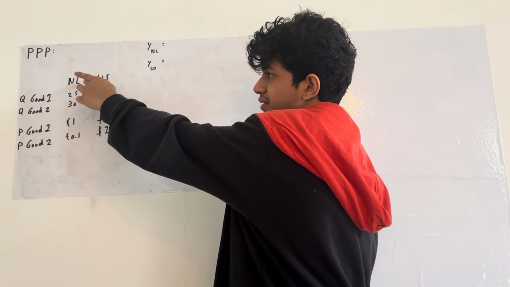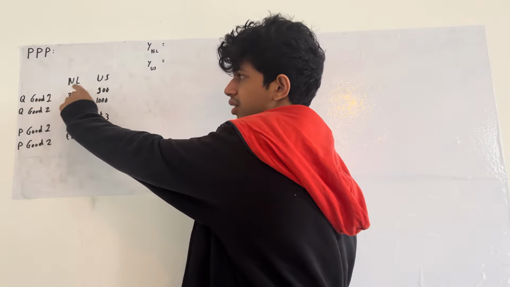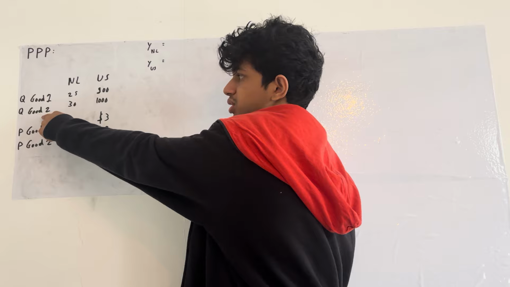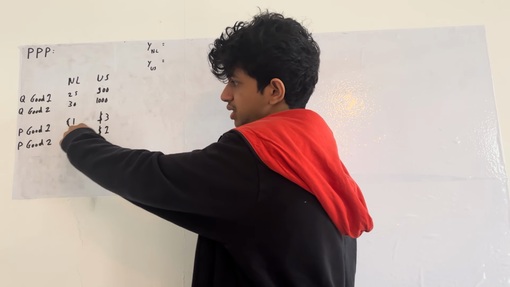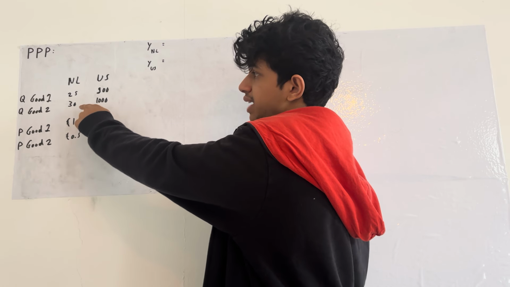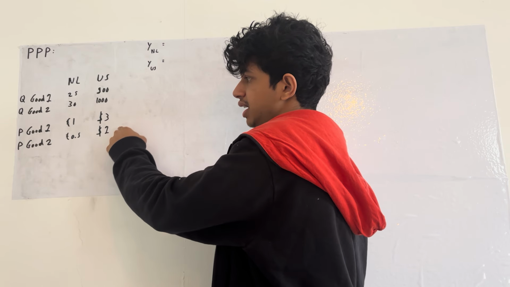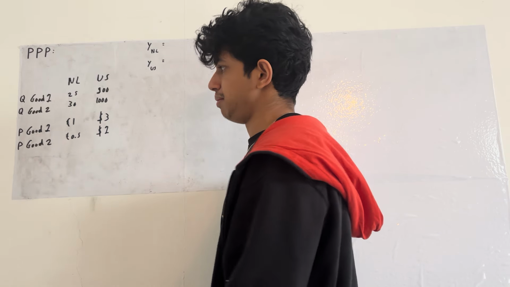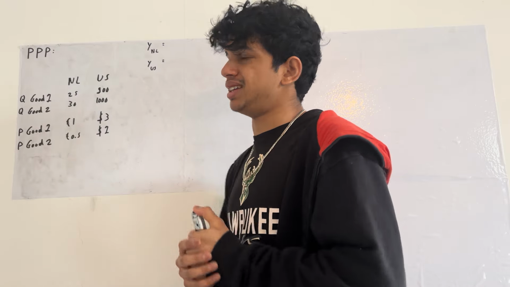Now we have Netherlands and the US. So the quantity of good 1 for Netherlands is 25, quantity of good 2 for Netherlands is 30, the price of good 1 and the price of good 2 for Netherlands is 1 and 0.5 respectively, while for the US, the quantity of good 1 and good 2 is 500 and 1000 respectively, while the price is 3 and 1 respectively. My ones might look like 2s, so I apologize for that.